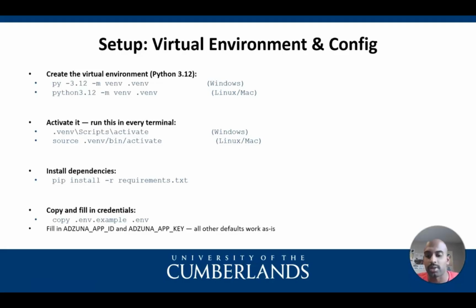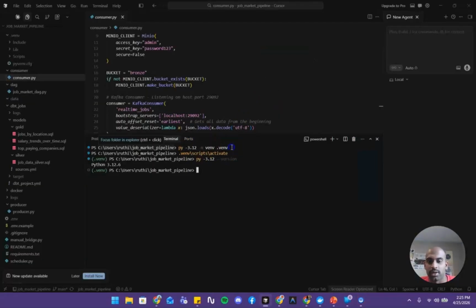So this is the setup. Let me walk you through the full setup from scratch. First, create and activate the virtual environment with Python 3.12, like here, py 3.12, and this is to activate the virtual environment, and this command you enter to enter the virtual environment. Now since we're in the virtual environment, we're going to install the dependencies and the requirements that you need to run this project.